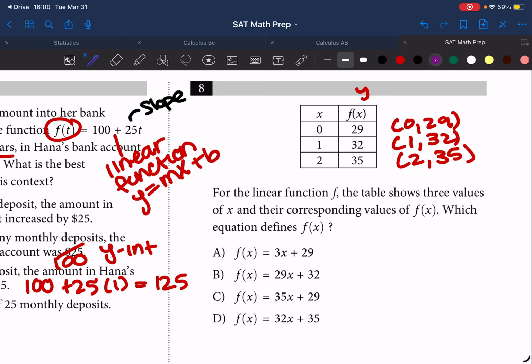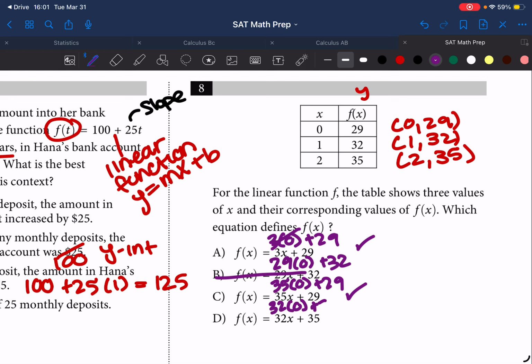So I plug in 0 for x, so this is 3 times 0 plus 29. Well, that works out because that will cancel. This one is 29 times 0 plus 32, which gives us 32 and not 29. This is 35 times 0 plus 29, which checks out. And this one is 32 times 0 plus 35, which doesn't give us 29, which means now we're between A and C. So we can check the next one when x is equal to 1.